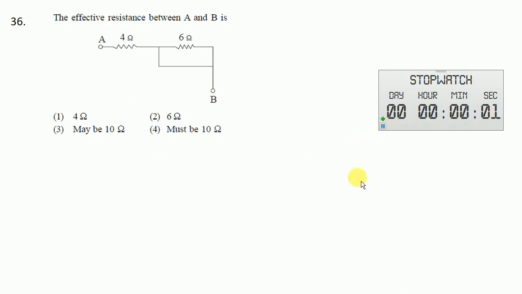Chalo, start. Come on, solve this easy question. Really easy. Try to solve this question. Effective resistance between A and B is. This question you have to think something. This is not so easy as it seems.